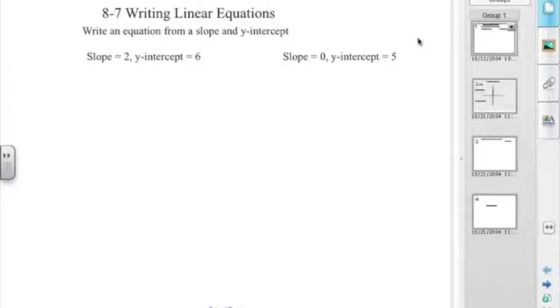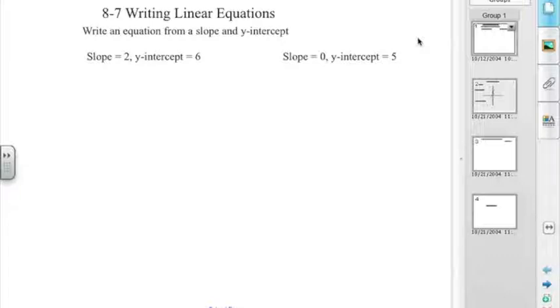8-7, writing linear equations. If you'll remember in 8-6, you took an equation of a line, you put it into slope-intercept form, and then you got the slope and y-intercept, and then you put it on a graph. In this lesson, you're actually going to work backwards from several points. You're going to start with the slope and the y-intercept and end up with an equation, or you're going to start with the graph of a line and end up with an equation of a line in slope-intercept form.